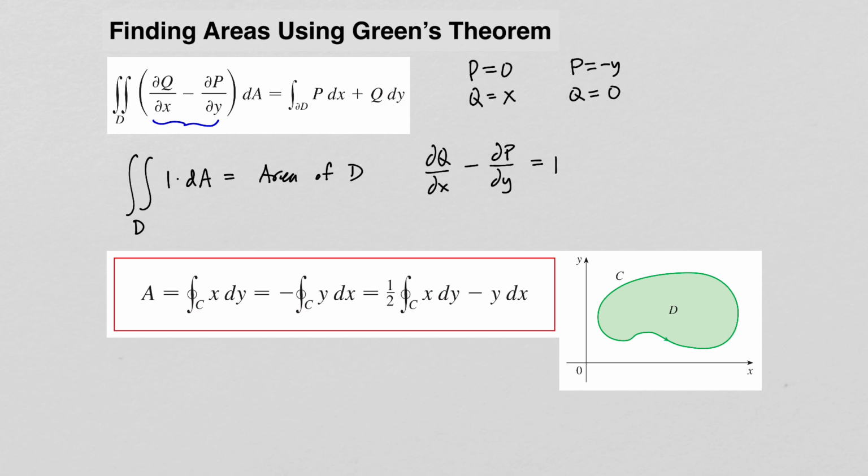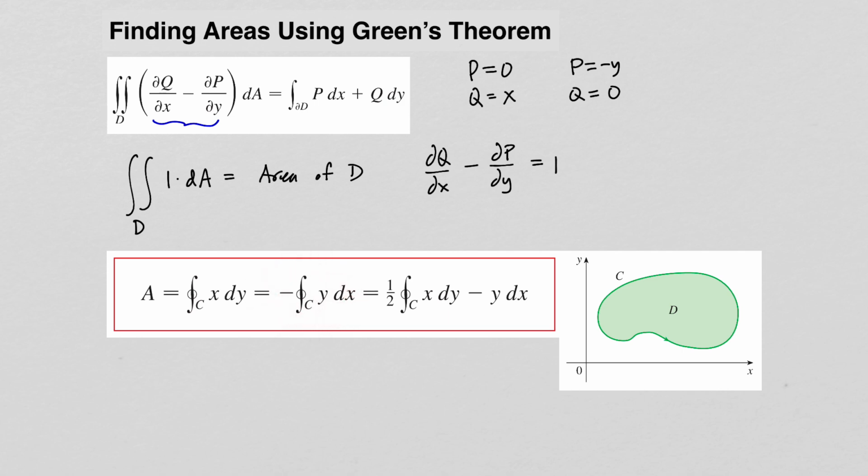If I do this, the derivative of Q with respect to x is 0. Derivative of P with respect to y would be negative 1, and we would have 0 minus negative 1, and that would give us 1 as well. So if I let P be equal to negative y and Q be equal to 0, another possibility for getting the area is doing this integral.